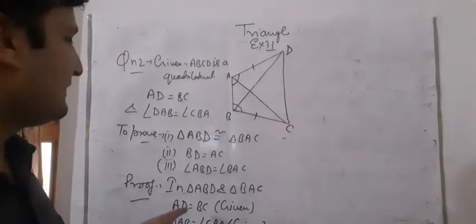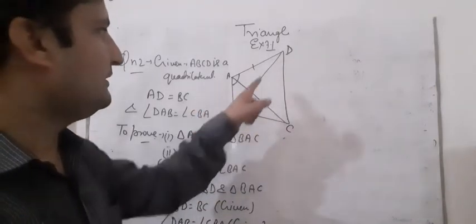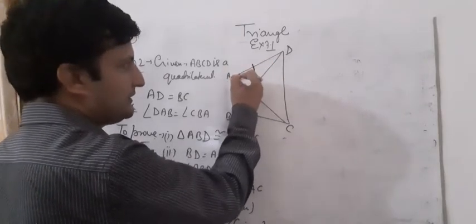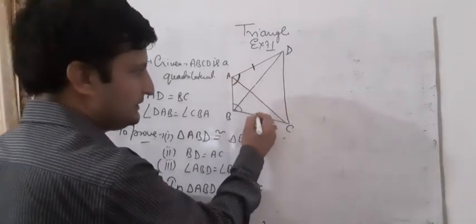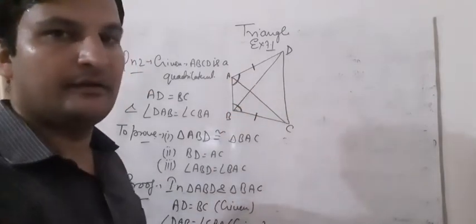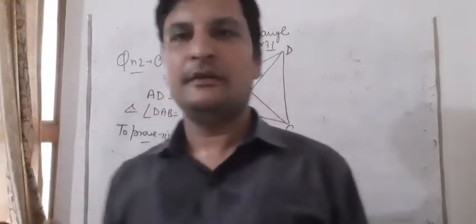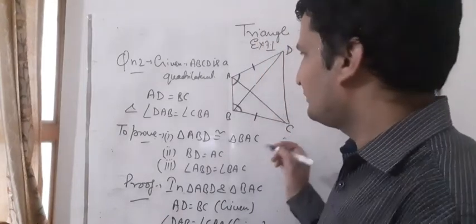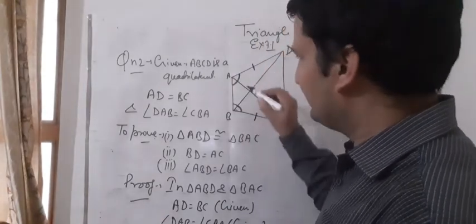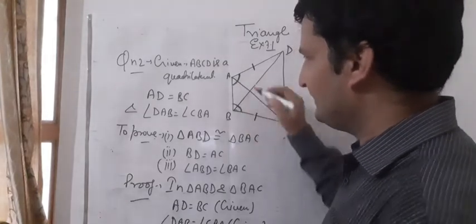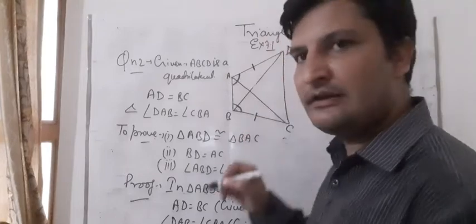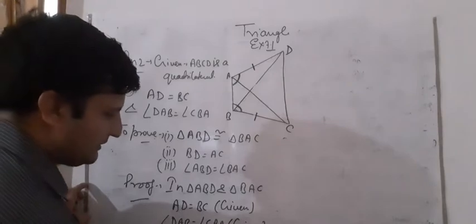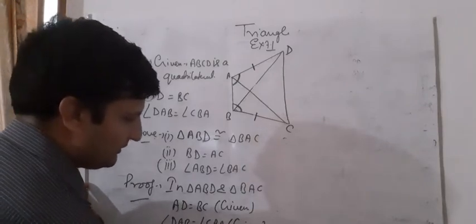Now students, think about it. In these two triangles, in triangle ABD we have taken this side and this angle. Now for fulfilling any of the properties, we need three things: side, side, side, or side, angle, side, like this. So students, if we think about ABD and BAC, you will notice that AB is common here. AB is common in both of them. So we can write that AB is equal to AB. That is common.